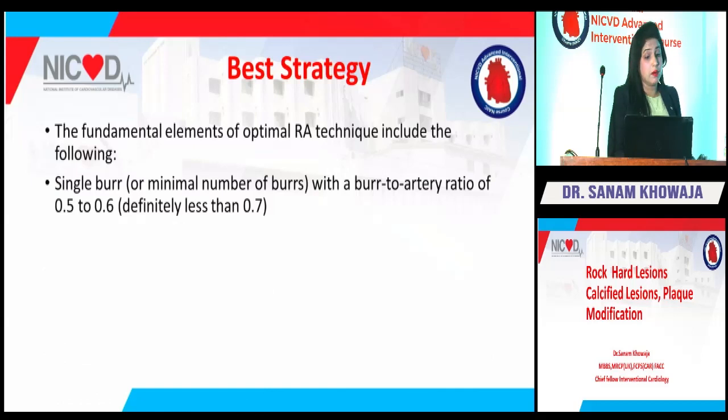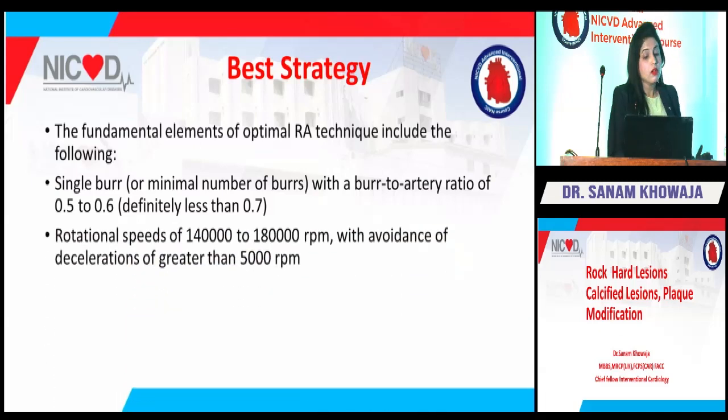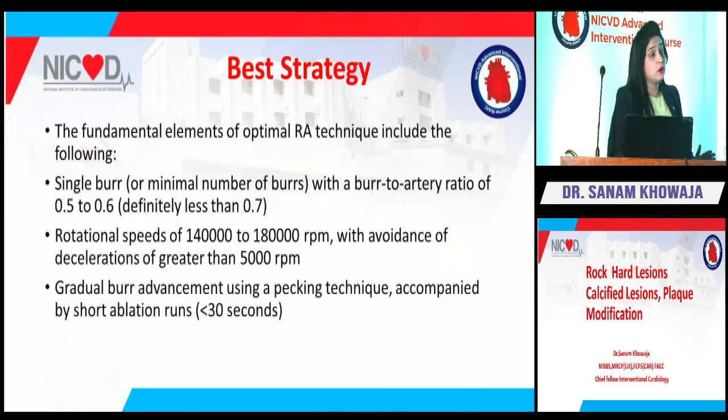Always use a single burr or the minimal number of burrs that are required, and always take a burr to artery ratio definitely less than 0.7. It could be 0.5, it could be 0.6. Rotational speed should be between 140 to 180 thousand, with avoidance of deceleration of greater than 5,000. And a gradual burr involvement with pecking, which is a to-and-fro movement, and that should be a short run and then taken back.